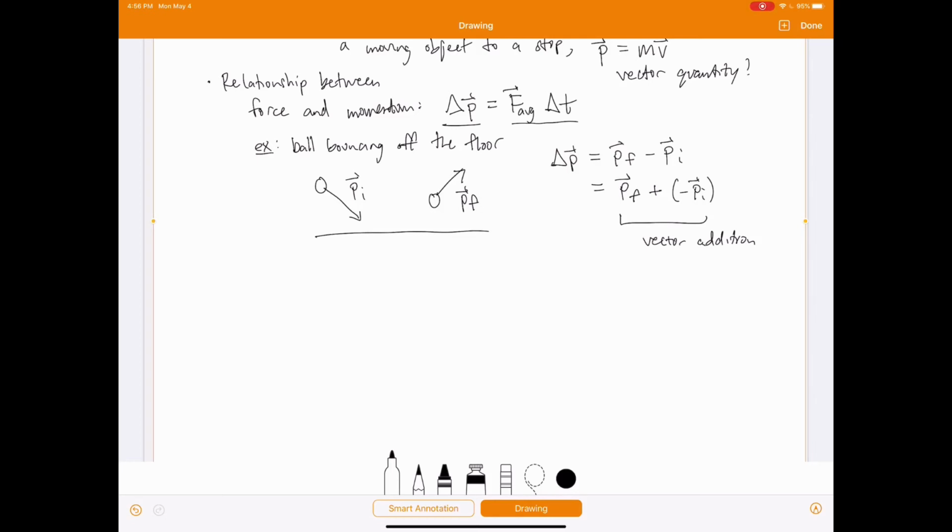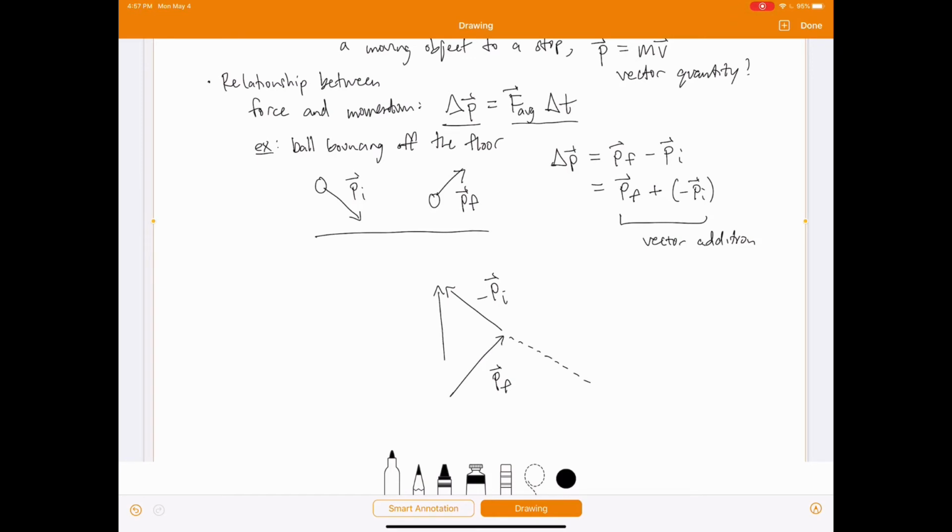And I'm going to start by drawing P final. P final points kind of up into the right like this. So there's P final. Now P initial points down into the right like this. But what I want to do is add negative P initial, which points in the exact opposite direction. So here's negative P initial. And those are connected tip to tail. So P final plus negative P initial, that's what it looks like.